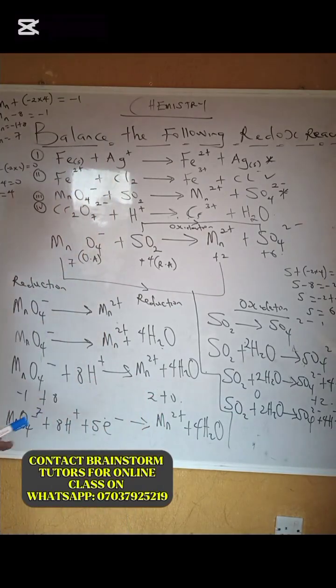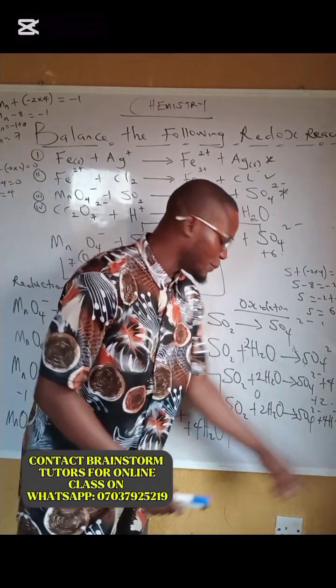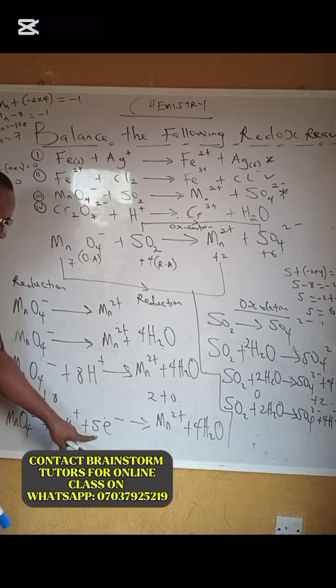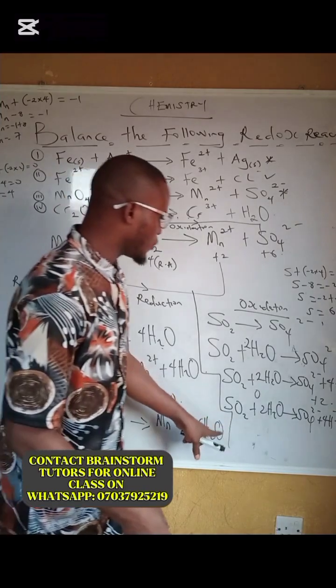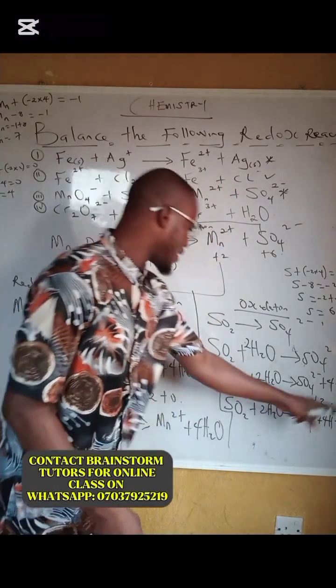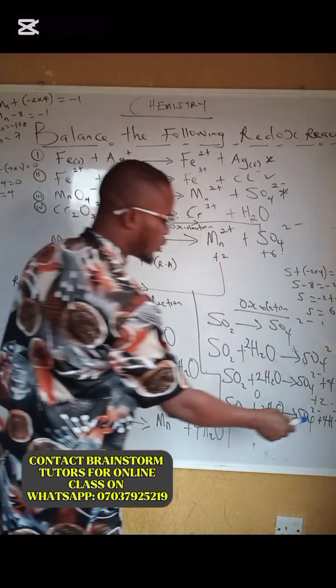But if you look again, we can see that we have 5 electrons here, but we have 2 electrons there, and both of them have to be equal. So the first thing we do is that we do it the way we used to solve our normal simultaneous equation. So I'll multiply all what I have here by 2. I'll also multiply all what I have here by 5.